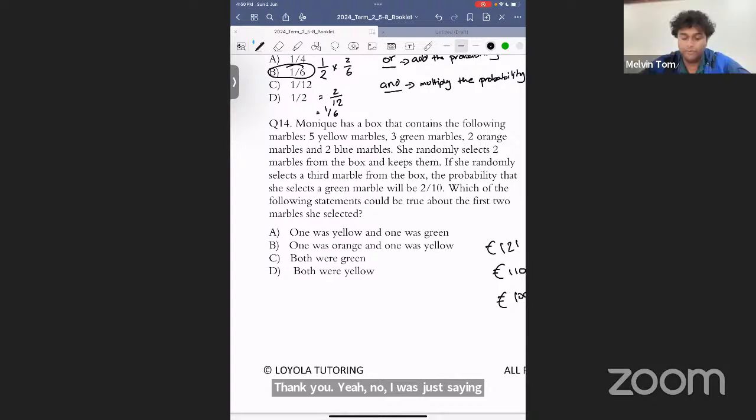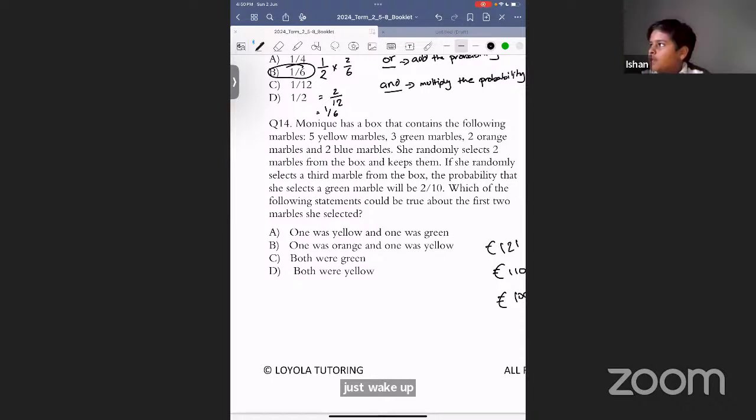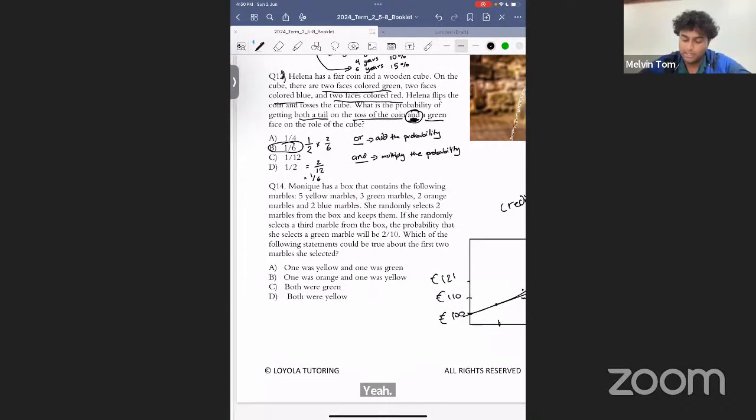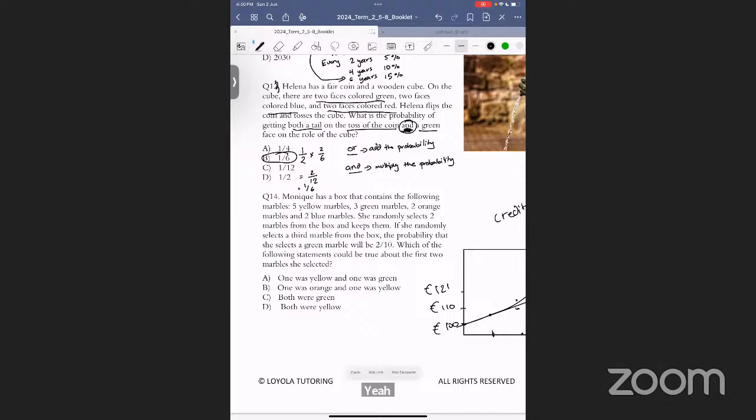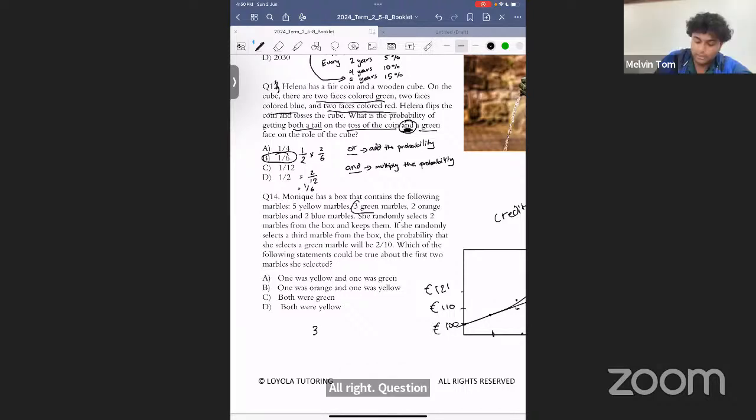All right. Question number 14. Monique has a box. Can you go up, please? Monique has a box that contains the following marbles: 5 yellow marbles, 3 green marbles, 2 orange, 2 blue. She randomly selects 2 marbles from the box and keeps them. If she randomly selects a third marble from the box, the probability that she selects a green marble will be 2/10. Which of the following statements could be true for the first 2 marbles? So here's the thing. Before she chooses anything, there are 3 green marbles in total, correct?